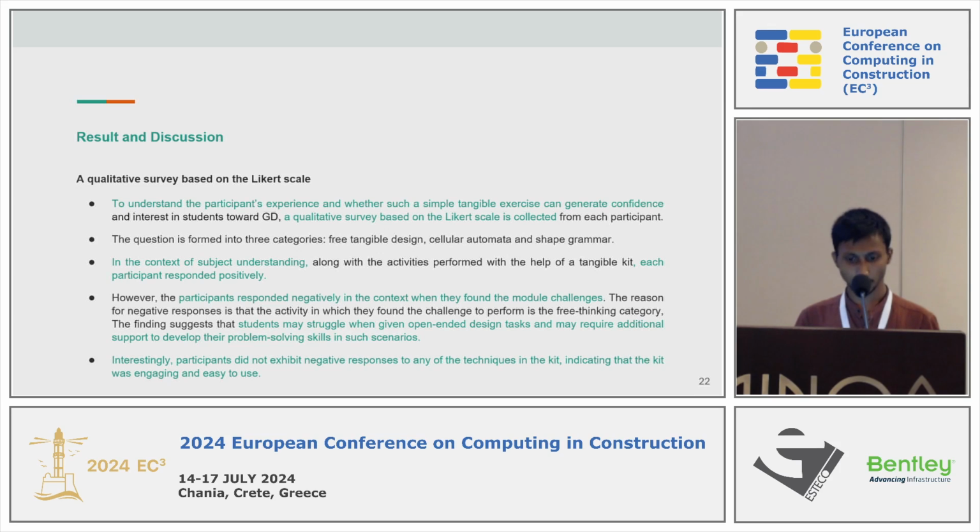Okay. For the results of the qualitative survey based on the Likert scale, this was done to understand the participants' experience and whether such a simple tangible exercise can generate confidence and interest in the students toward GD. The questions were formed into 3 categories for all 3 experiments: free tangible, cellular automata, and shape grammar, in the context of subject understanding, like how well they understood these 3 techniques.